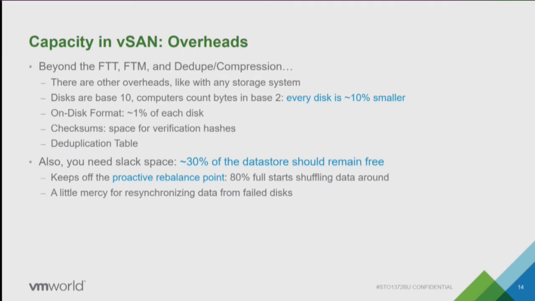Now, this isn't just a slack you add to give yourself some extra mercy in vSAN. This is the idea to keep off the proactive rebalance point. vSAN at 80% full will start cycling bits around to keep any individual disk from drowning. It is totally supported to run under those circumstances. But do you want to?